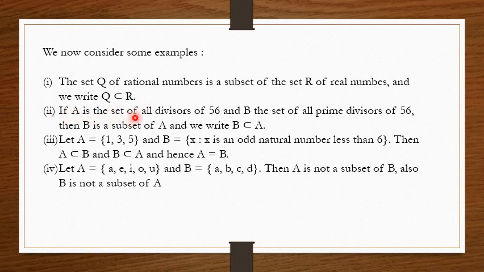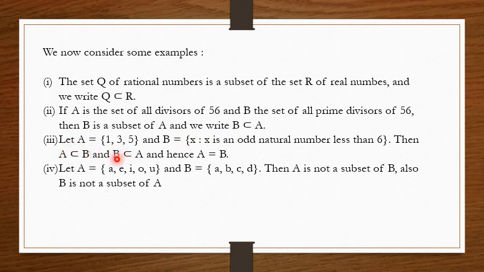If A is the set of all divisors of 56 and B is the set of all prime divisors of 56, then we can say that B is a subset of A, because every prime divisor of 56 is also a divisor of 56. That is, every element in set B is contained in the set A. So we can say that B is a subset of A.